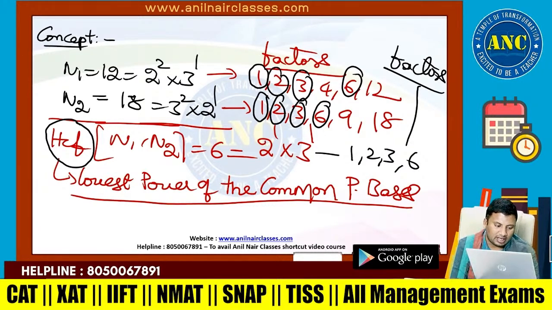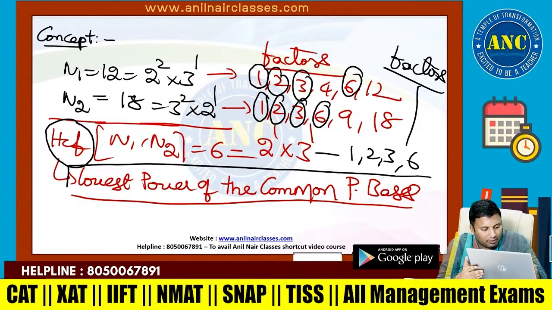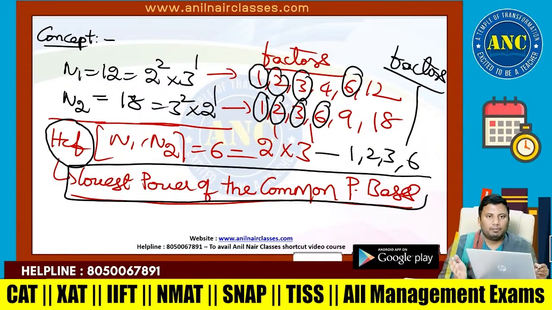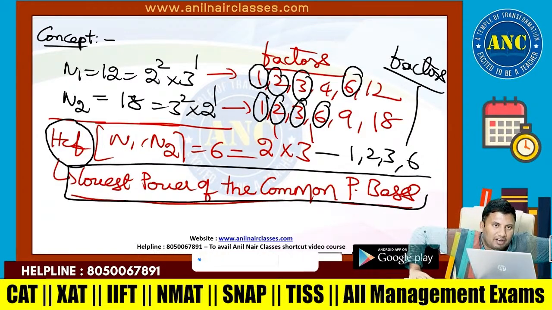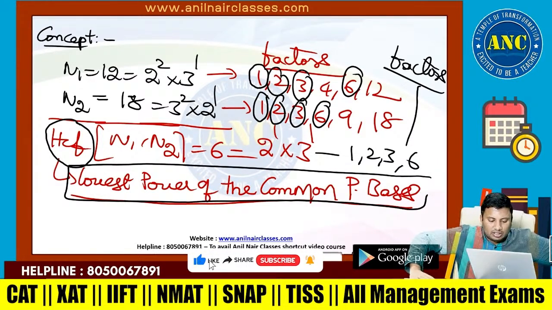I hope it is clear. HCF always takes the lowest power of the common prime bases.